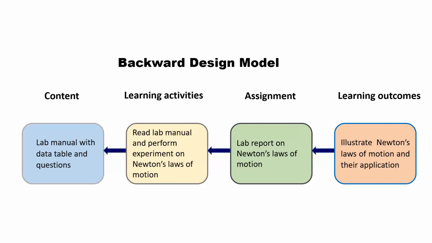But in this learning outcome, my outcome is to illustrate. That's why lab reports, or some kind of lab or hands-on activities that illustrate Newton's three laws of motion, that is my assignment, right? So this is the backward design. I'm coming from the learning outcome to the assignment.